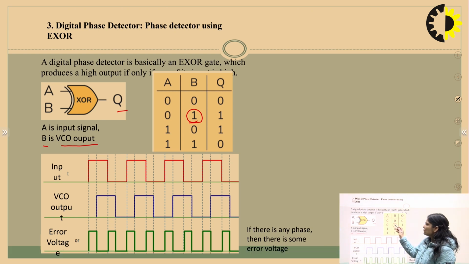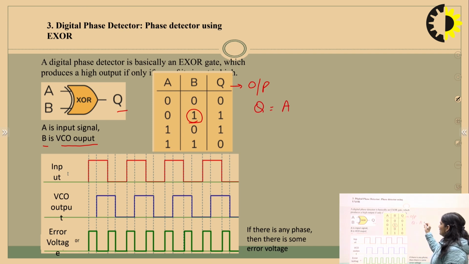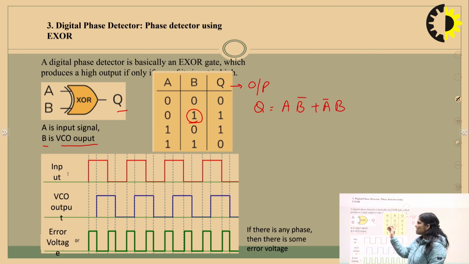So this is the truth table of the XOR gate. A and B are your inputs. A is the input signal, B is the VCO output, and Q is your output. You all know the equation for the XOR gate: Q is equal to A B bar plus A bar B. When you have two inputs, how many combinations are there? 4 combinations: 0 0, 0 1, 1 0, 1 1.